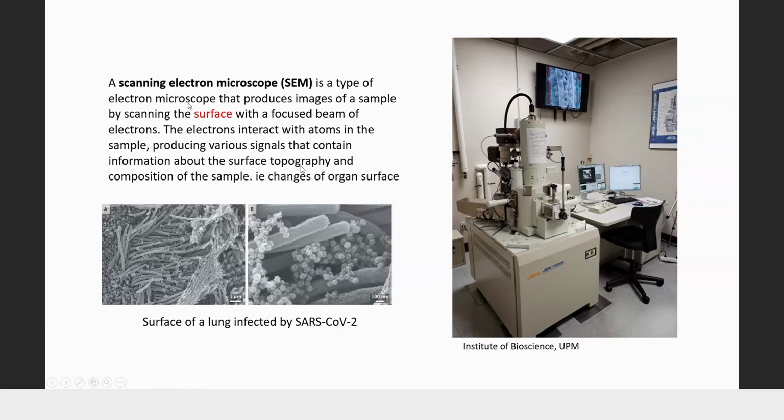It's a type of electron microscope that produces images of a sample by scanning the surfaces. So you just look at the surface. For example, here, this example of a trachea or lung of a patient, just to show how the antigen is localized on the cell, or no, sorry, on the tissues. Okay, this is lung, must be the cilia, and maybe this is just the mucus, and it's all the particles. Okay, so this is an example of a surface of a lung infected by COVID-19.